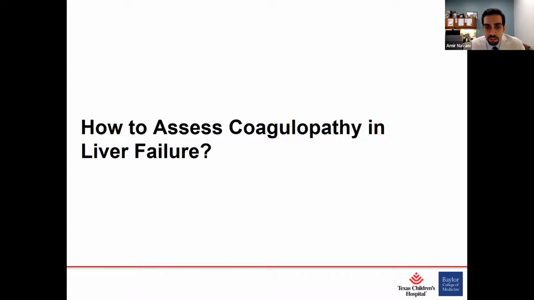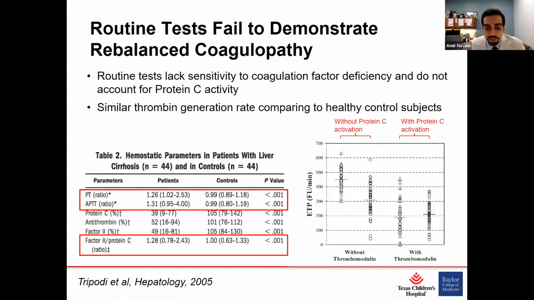Now, how do we assess the coagulopathy in liver failure? Routine coagulation studies such as PT and PTT lack sensitivity and won't account for the protein C activity due to the lack of thrombomodulin. And because of this, they are not able to detect the rebalanced state that we talked about earlier.